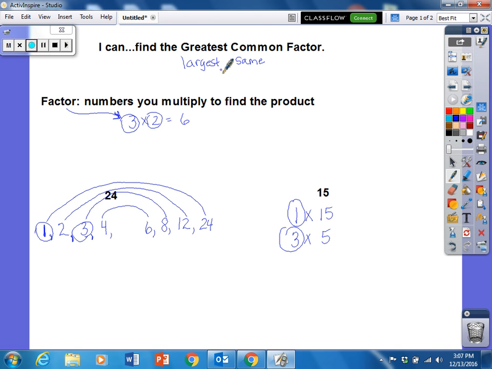So now I'm going to find the largest common factor. So which of these numbers is the largest, 1 or 3? It's 3, you are right. So we call that our GCF, or our greatest common factor.